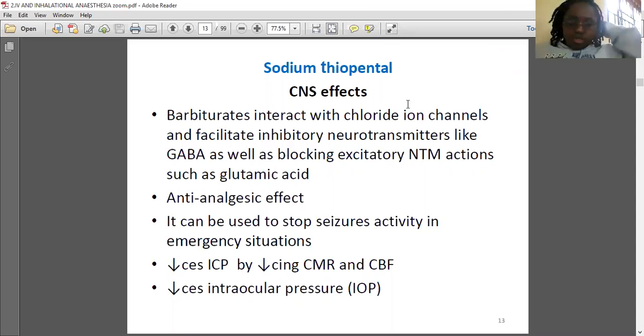So it can be used to decrease intracranial pressure by decreasing cerebral metabolic rates, sorry, not cranial, cerebral metabolic rates, CMR, and also the cerebral blood flow. So it decreases both. We shall see that there are some drugs that increase both, but for sodium thiopental, it decreases, and it also decreases intracranial pressure.